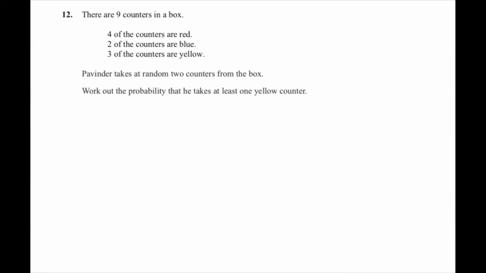Okay, we've got a probability question. We've got to work out the probability that he takes at least one yellow counter. So the first thing I'm going to do is draw a tree diagram for all the outcomes so that I can start to build a picture and work out how I'm going to answer this question. So I've done the first branch and I've put my probabilities on. I'm now going to just build the branches only and have a little look at the outcomes.